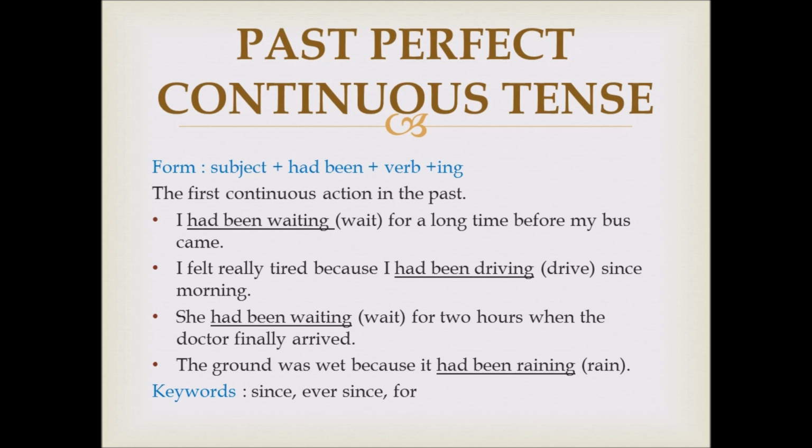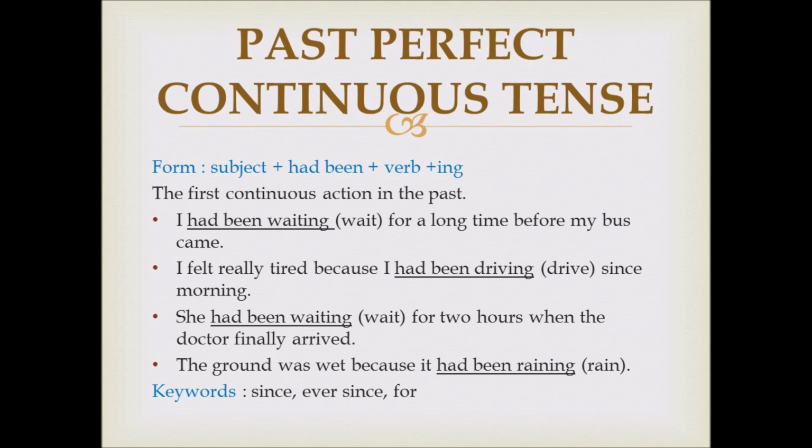The next type of tense is past perfect continuous tense. The structure of past perfect continuous tense is subject plus had been plus verb plus ing. So where do we use past perfect continuous tense? This is the same as past perfect tense. In past perfect tense also you have 2 past actions. The first action you will represent in past perfect tense and the second action you will represent in past tense. We are following the same rules here.